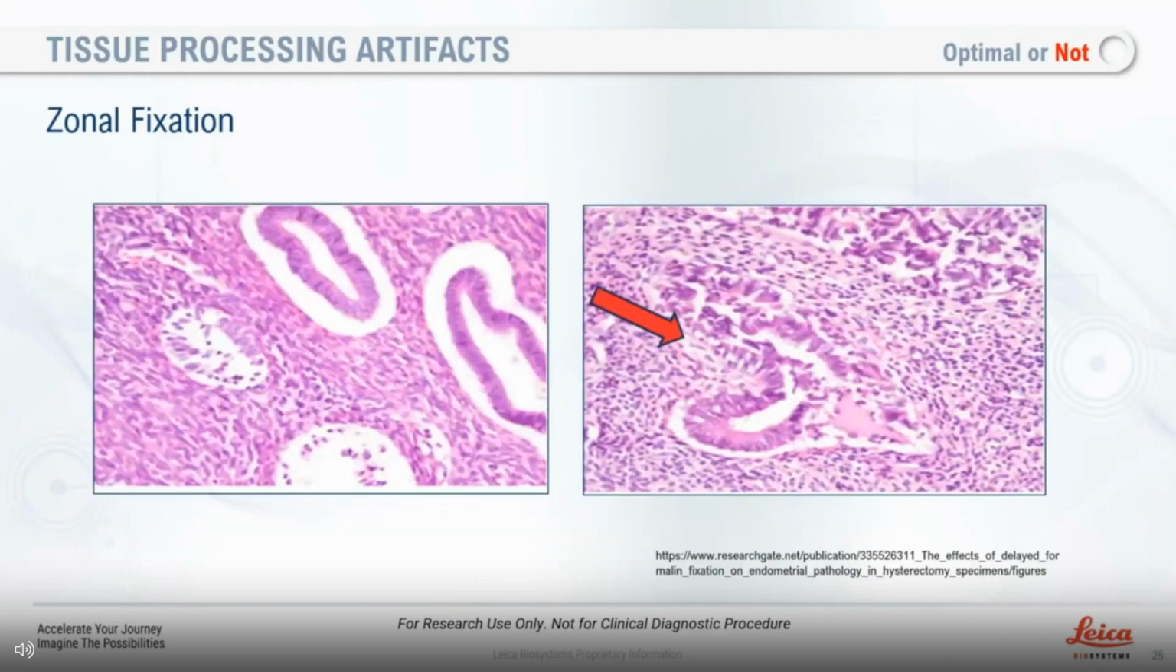When we look at it under the microscope, you can see the section on the left is an example of good fixation. This is decent staining, whereas on the right, you can see there's already some breakdown of that gland.